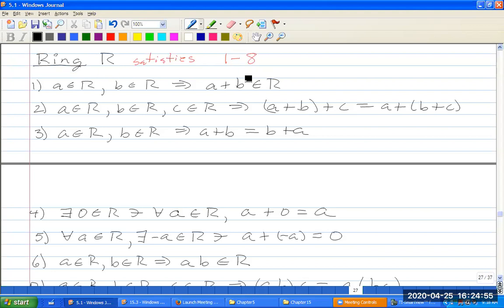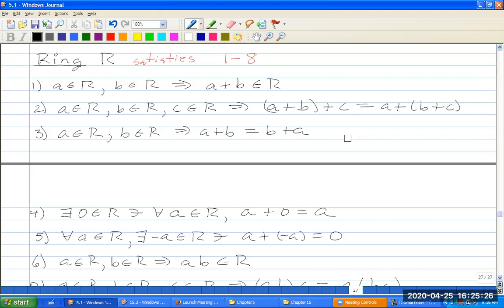Well, it's what I said. It's in defining the Cartesian product. If A is in the set R and if B is in the set R, then A plus B is also in the set R. So that's the closure property for addition. Next, the associative property for addition. A plus B added to C is the same as A added to B plus C.